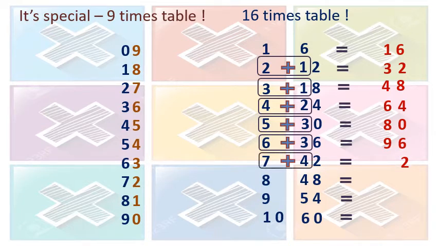Correct? I will write 12 here. Then 16 eights are 128. Now next one is we will write 4 here. Then 9 plus 5. What is the answer? That is 9 plus 5 is 14. That is 16 nines are 144.